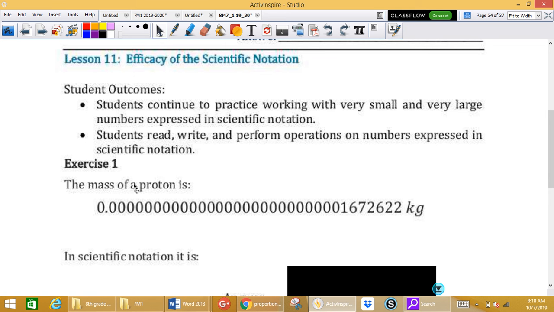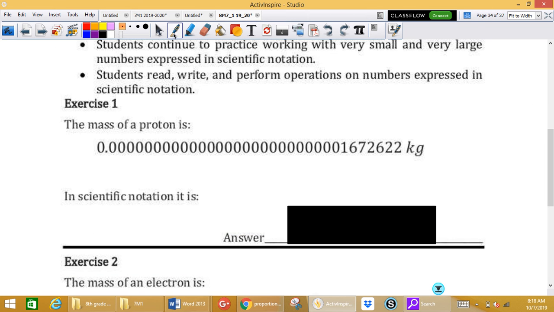The mass of a proton is this big. So to put it in scientific notation, we need the decimal point to be between the 1 and the 6. So 1, 2, 3, 4, 5, 6, 7, 8, 9, 10, 11, 12, 13, 14, 15, 16, 17, 18, 19, 20, 21, 22, 23, 24, 25, 26, 27.